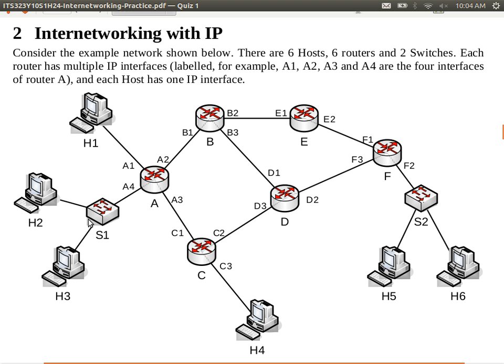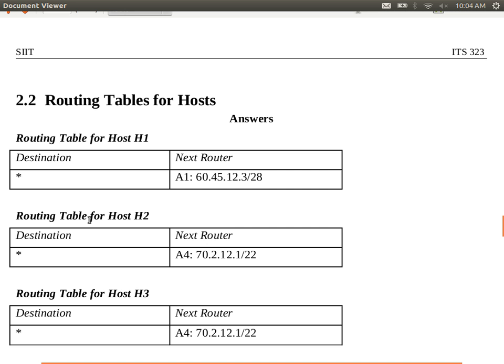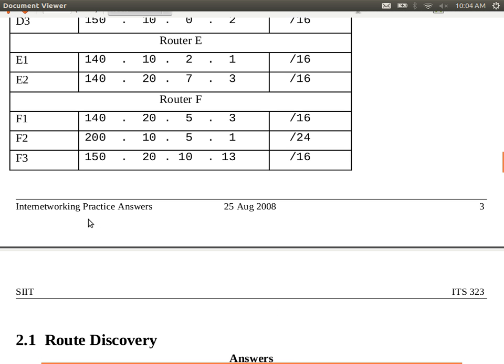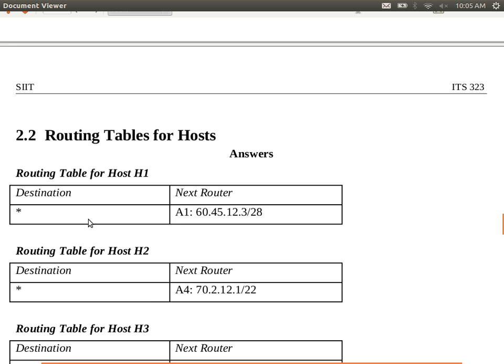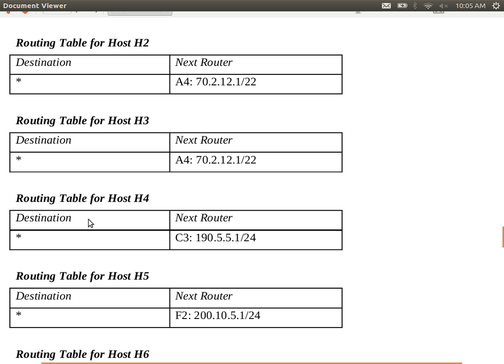Because we're short on time, I will not calculate the IP address for F2. I've calculated it before. Sorry, I'll go back to the answers. When I calculated the IP address for F2, I got 200.10.5.1/24. It may be possible there's a different value, but I think that's the only one in this example. Yeah, /24. Therefore, the routing table for H5 is shown here, routing table for H5 down the bottom. To reach any destination, send to the next router interface F2, 200.10.5.1/24. Okay.